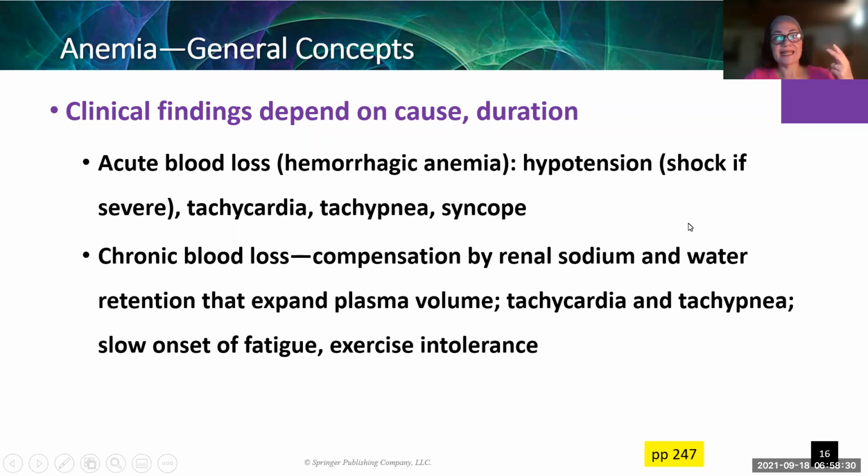We can also release antidiuretic hormone, which causes the kidneys to hold on to just water. So that's going to expand the plasma volume. The patient may still be tachycardic and tachypneic because they're still not getting enough oxygen, even though the blood volume is within a normal range. So the fatigue and exercise intolerance is not going to be as dramatic as what happens with acute blood loss. It's going to come on more slowly. It may take the patient a while to identify that there's a problem.